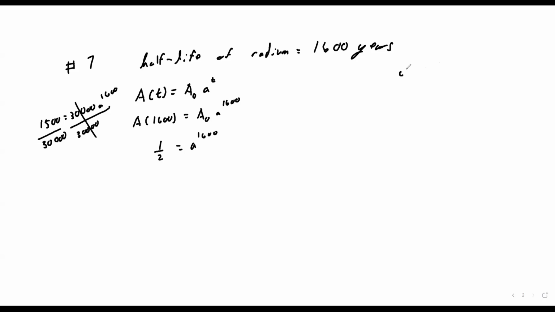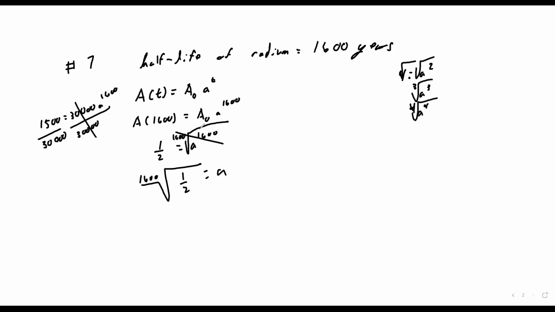If I was to have, let's say we got the answer 4 and the answer was a squared, we would take the square root of it. If we had a cubed, we would take the cube root of it. If I had a fourth, we would take the fourth root of it, and so on. So what they want you to do here, before you know how to solve this a lot easier, is this ends up being the 1600th root of this guy. So I'm going to take the 1600th root of 1/2 equals A.